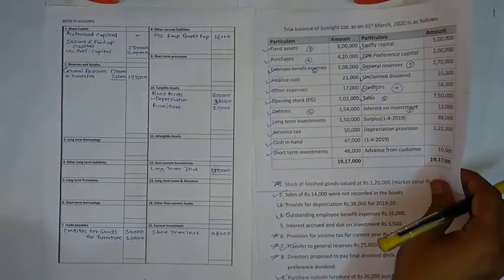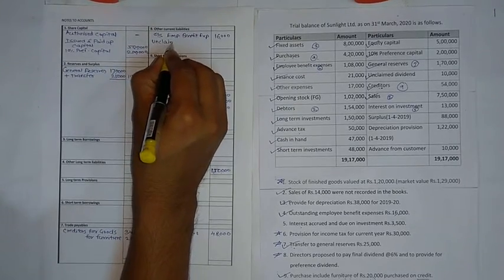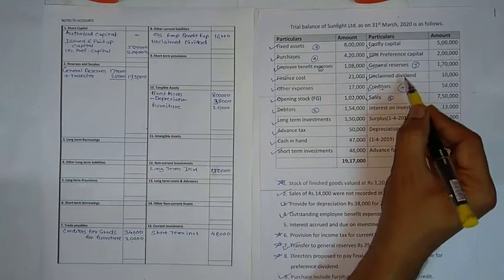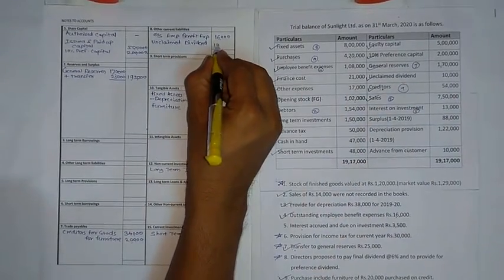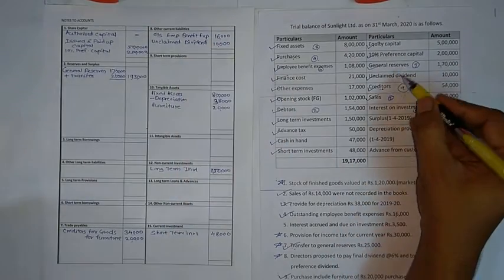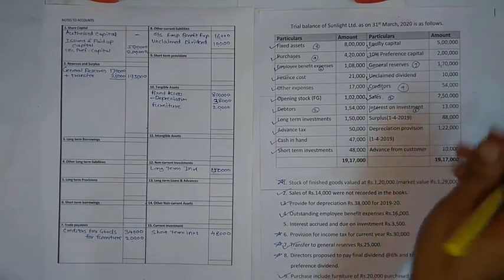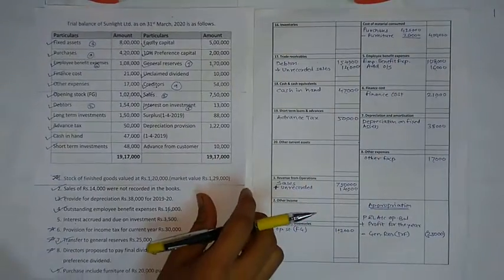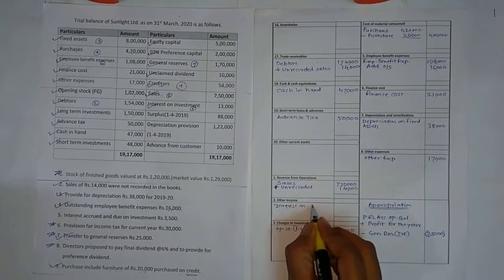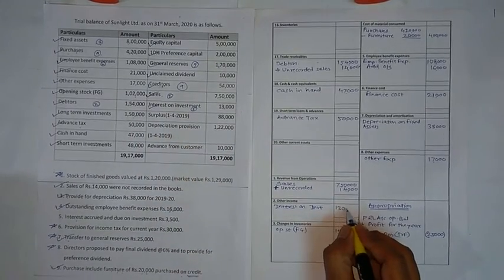Okay, next item is unclaimed dividend 10,000. It is our other current liability. Unclaimed dividend, this is dividend for any previous year which is not paid or which is not claimed by any shareholder. Next, creditors are done, sales are done, interest on investment 13,000. It is our income, so shown as other income. Interest on investment amount is 13,000.